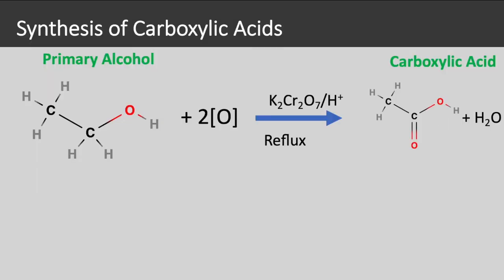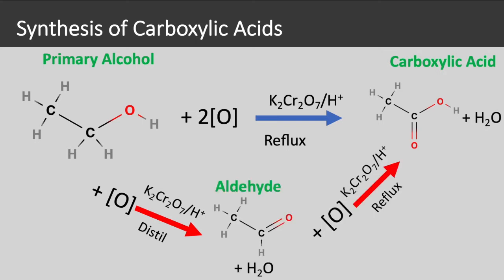So I'm sure you remember we make carboxylic acids by refluxing a primary alcohol with K2Cr2O7 in acidic conditions, and that will convert the primary alcohol to the carboxylic acid. We make water as well in the process, and it's an oxidation reaction. And we go via the aldehyde for that. So if we start with a primary alcohol and we distill the product off, we will get an aldehyde first of all. But if we keep oxidizing, we will then get to the carboxylic acid.